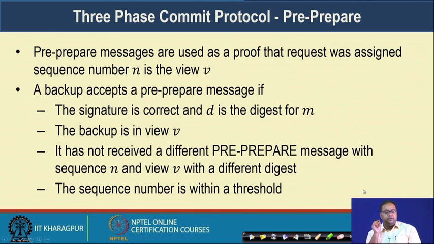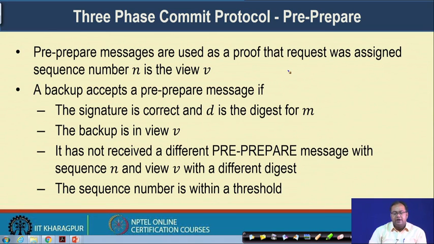Before going to the second phase of the 3-phase commit protocol, in the pre-prepare phase, these pre-prepare messages are used as a proof that the request was assigned a sequence number n in the view V. So, the message is in the current view and it has been assigned a unique sequence number. Now, a backup accepts a pre-prepare message if the signature is correct, and D is the digest for M, to verify the digital signature that it has originated from the primary.